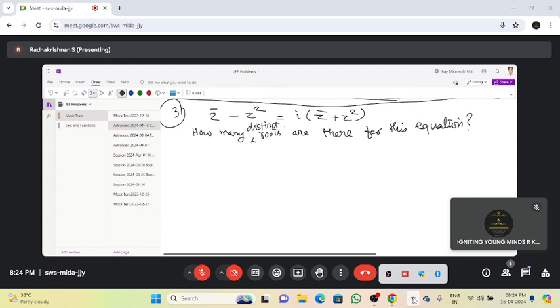You can use the same approach, like what we do with a plus ib. Take z equal to a plus ib, write it down, and apply this condition and map the real part to the real part. The left hand side real part is equal to the right hand side real part. The imaginary part also you can map. So you get two equations, and you can solve for a and b.